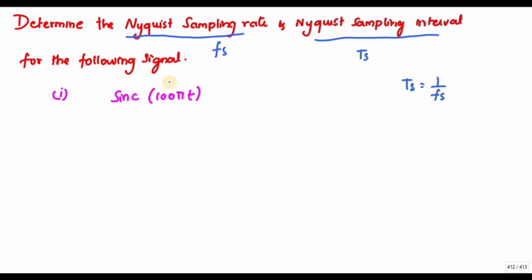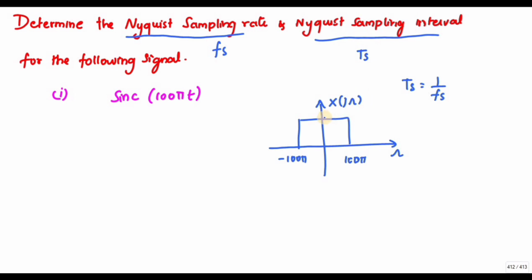So if I take the Fourier transform of this signal, the signal will look like this, ranging from minus 100 pi to 100 pi. This value is omega. So X of j omega, and the magnitude of this value is nothing but 1 divided by 100 pi. Here this represents omega, so that is nothing but 100 pi. What is omega? Omega is nothing but 2 pi f. So that is equal to 100 pi.